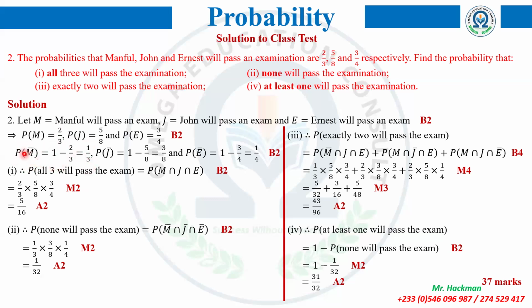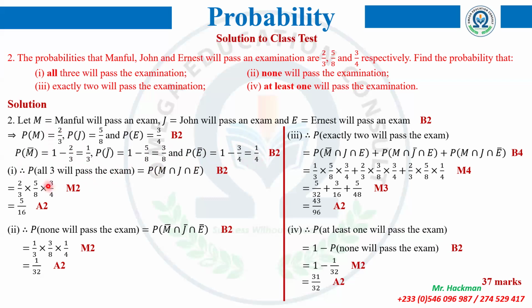And remember, I told you to use the bar instead of what? The prime, the usual complement for sets. For sets we use the prime to represent the complements, but for probability we use the bar. Remember, I told you when I was introducing you to that. So you do the same for P of J bar, the complement of J, 1 minus P of J, which will give us this. Then P of E bar, which will be 1 minus P of E, and that will give us this. So like I said, we could have written P of M bar is equal to 1 over 3. You can do the subtraction from one mentally for each of them.